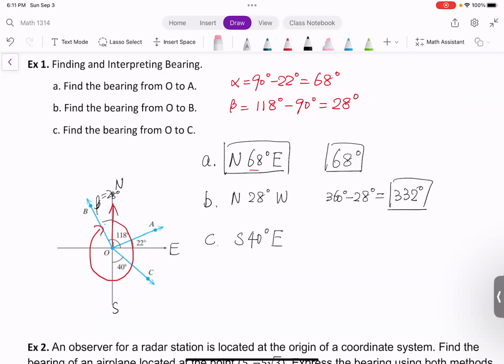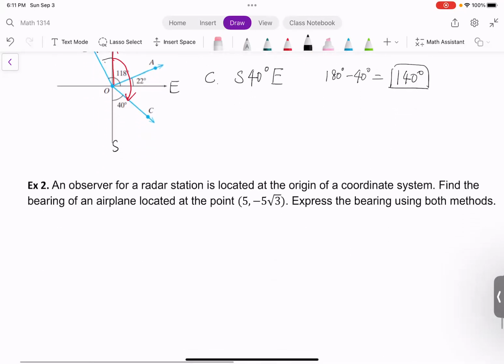And how about the bearing of C? So we're starting from north, then stop here. So for the bearing, I'm using 180 degrees minus 40 degrees. So this is 140 degrees. All right, let's look at the next example.